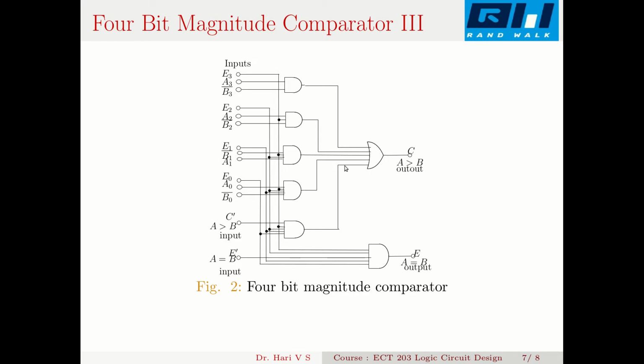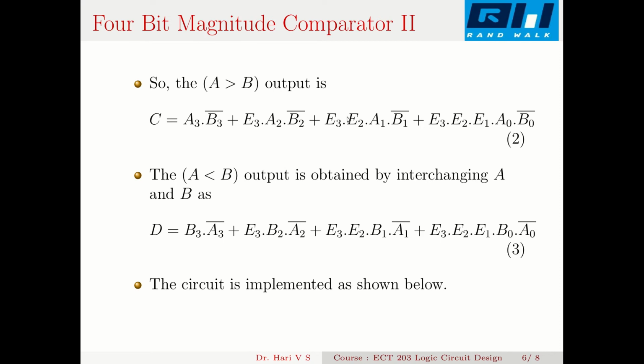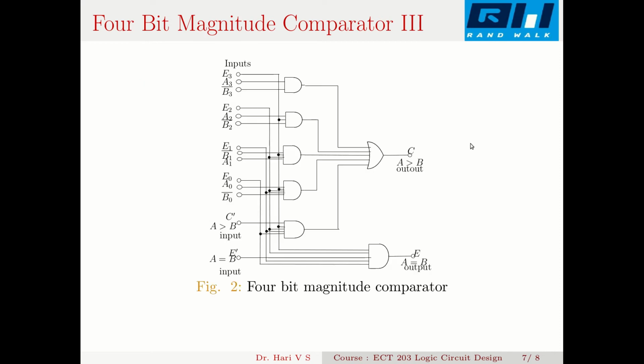Okay, this is something additional to this equation number 2. This is for controlling this input. I give an input C prime for this one. I assume that C prime equals 0 and E prime equals 1. When this E prime, I keep this E prime here, A equals B input E prime.